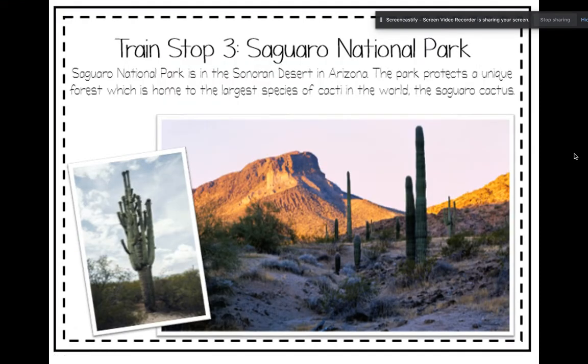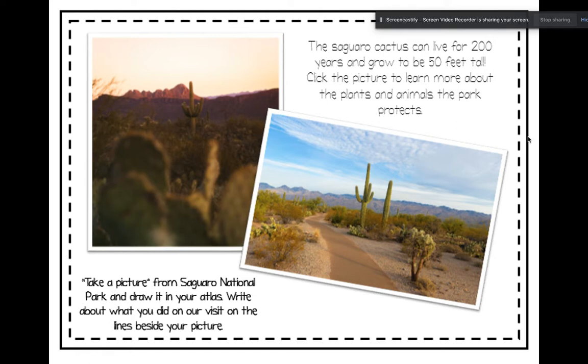Okay, now for our third stop. The Saguaro National Park is in the Sonoran Desert in Arizona. It protects a unique forest, which is home to the largest species of cacti in the world, the saguaro cactus. You see, those are the pictures of the saguaro cactus. The saguaro cactus lives for 200 years and grows to be 50 feet tall. So let's take a look at some of these cacti.